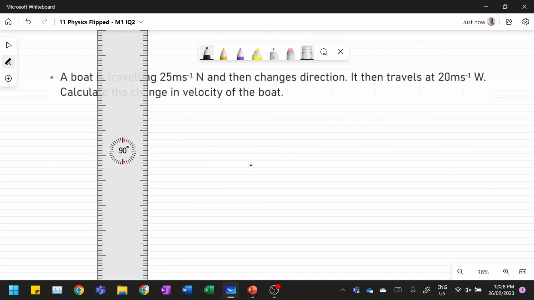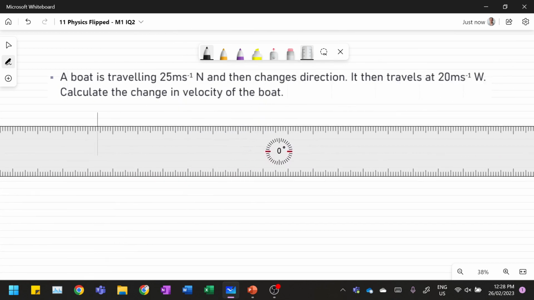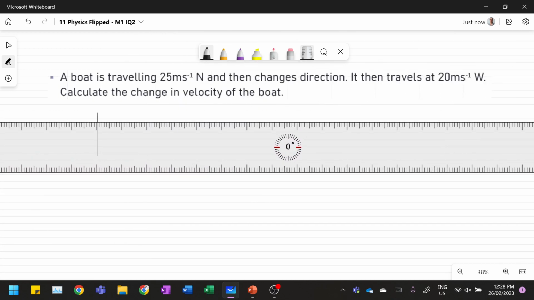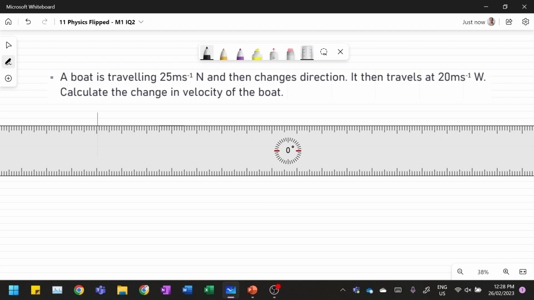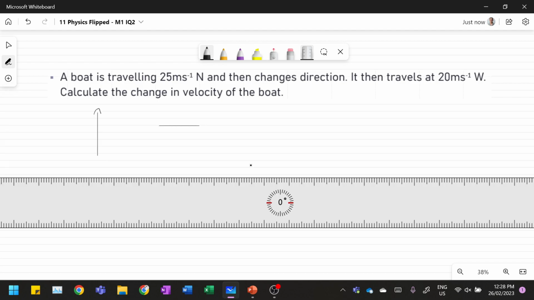The first is heading in the north direction, so I'm going to draw that in to begin with. And we also have a second vector which is heading to the west, so I'll draw that one in as well. So the one that's heading north, I'm going to label as u. It's our initial velocity. So u is 25 meters per second north. And our other vector, which is heading west, is going to be labeled as v, our final velocity. And that is 20 meters per second west.